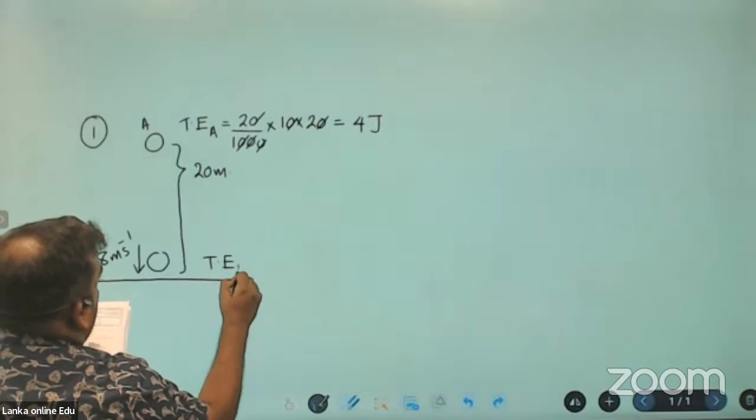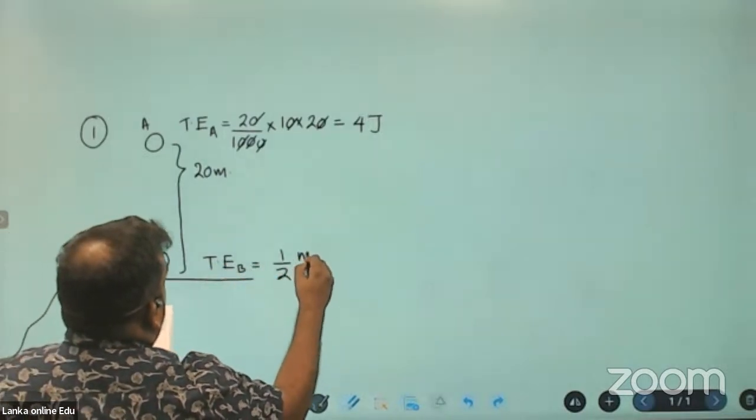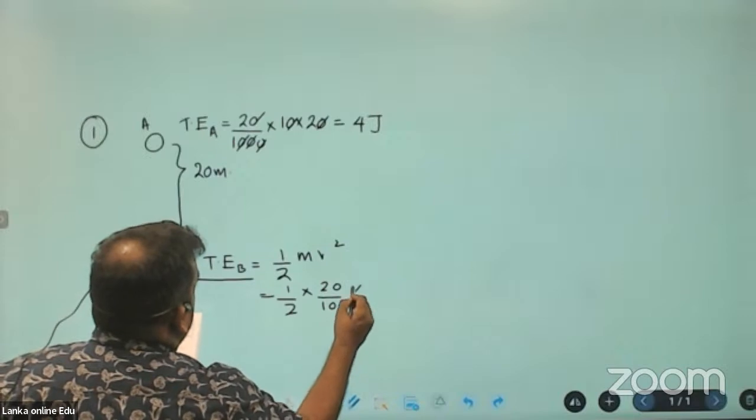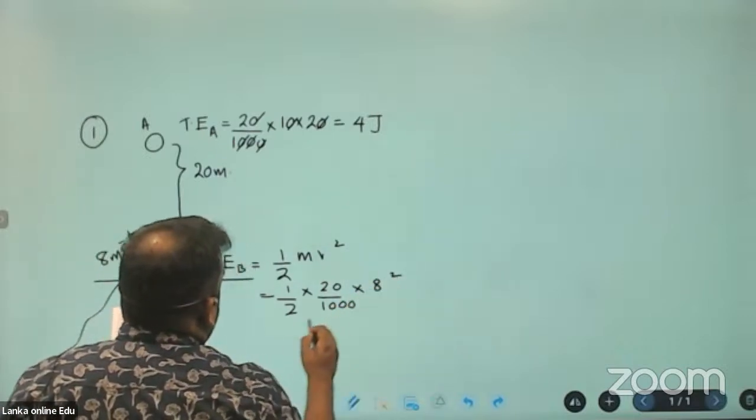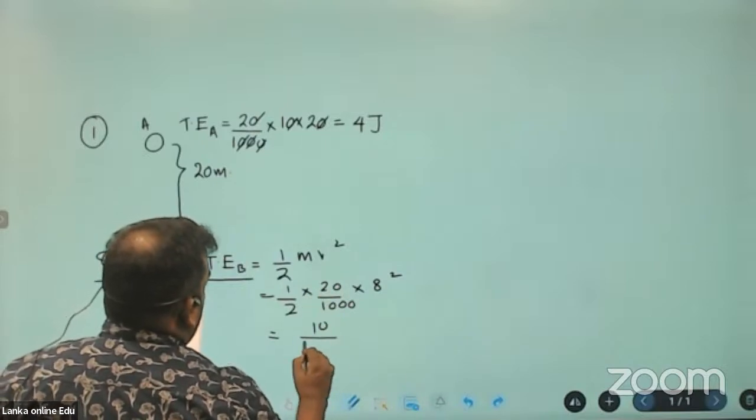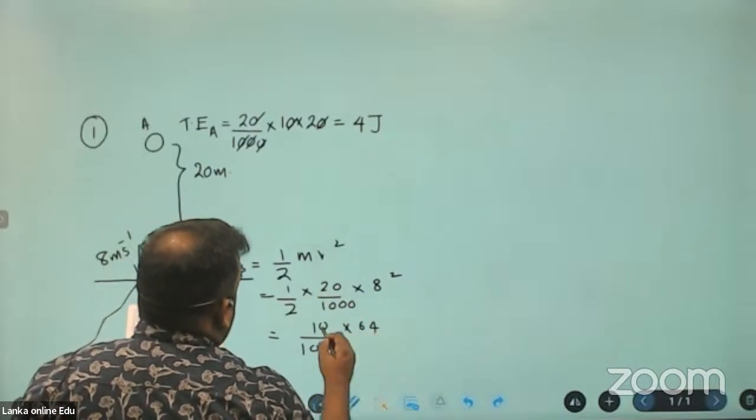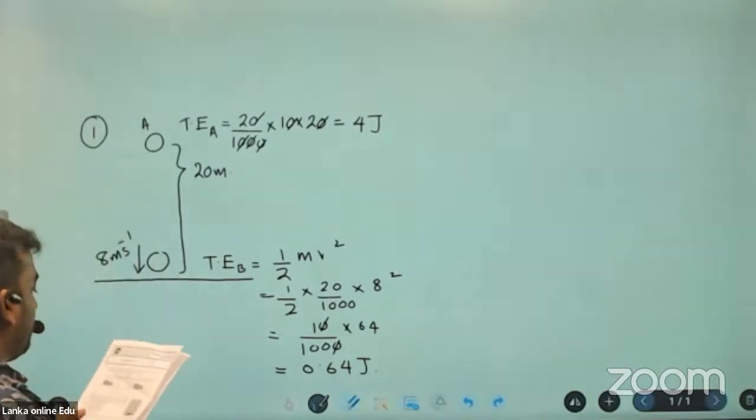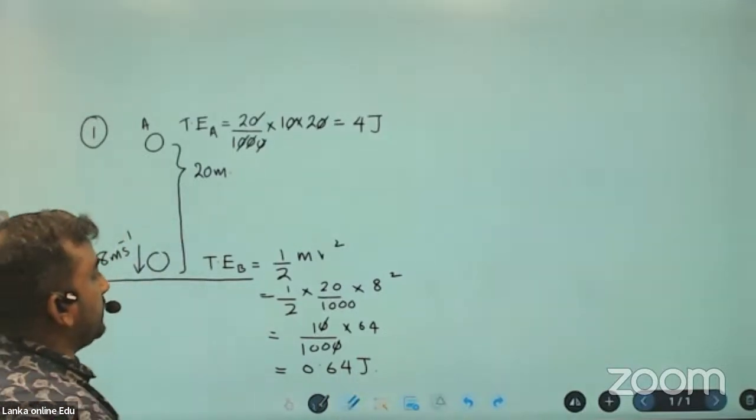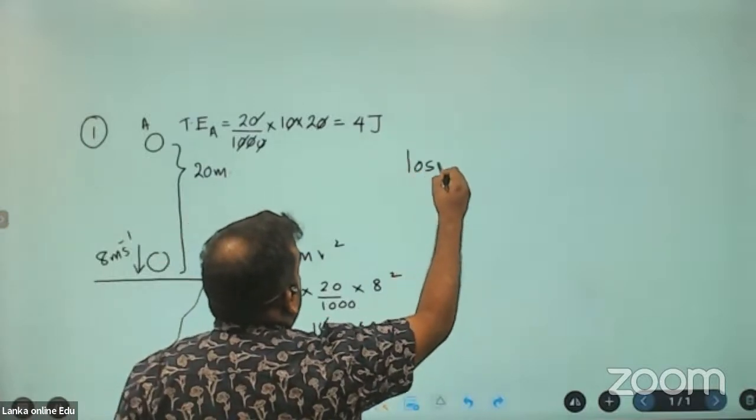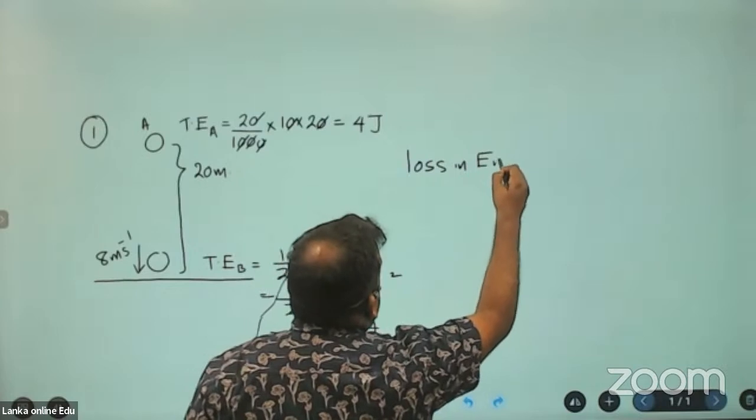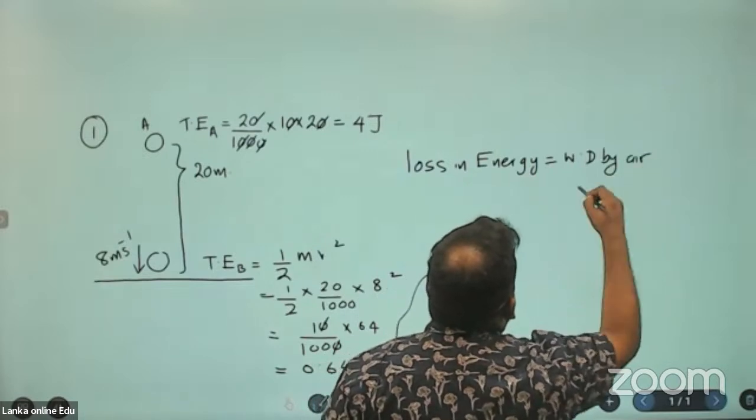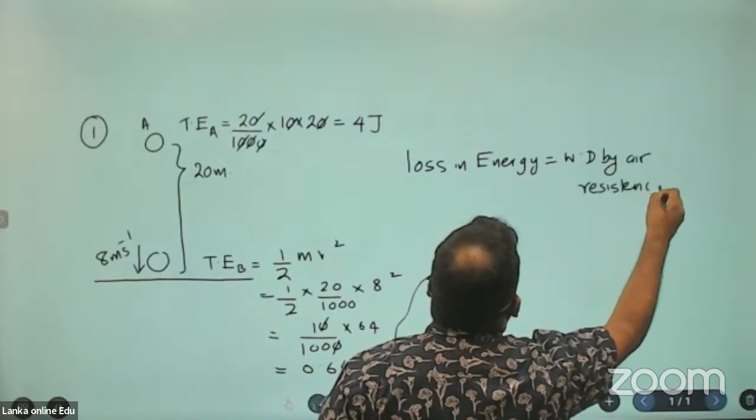What about the total energy on the floor? Half mass into velocity squared. Mass is 20 grams, convert into kilograms. 8 squared is 64. So here 20 divided by 1000 into 64, simplify this, 0.64 joules. So here there's going to be a loss in energy, and that is the work done by air resistance.